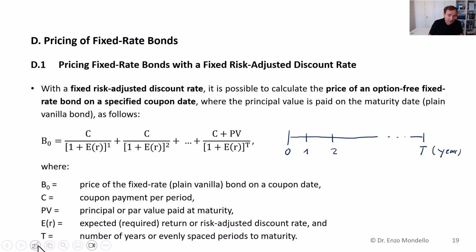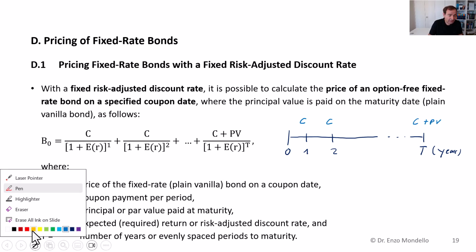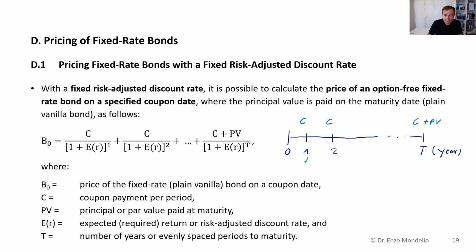And now I can allocate the cash flow pattern. So the first coupon is paid at the end of the first year, the second coupon is paid at the end of the second year, and the last coupon together with the par value are paid then at maturity. And now to calculate the bond price today, we have to discount back the expected cash flows with the expected return to obtain the bond price.